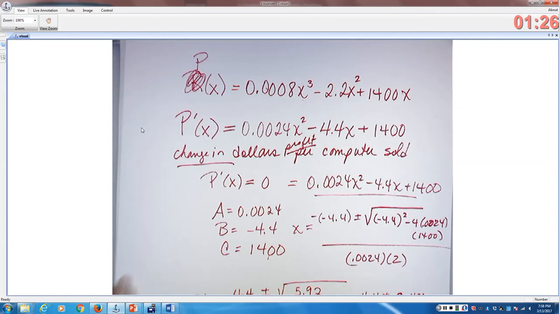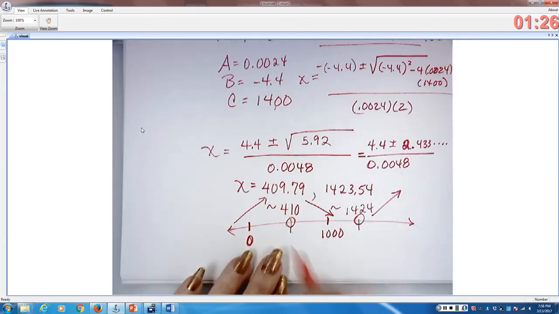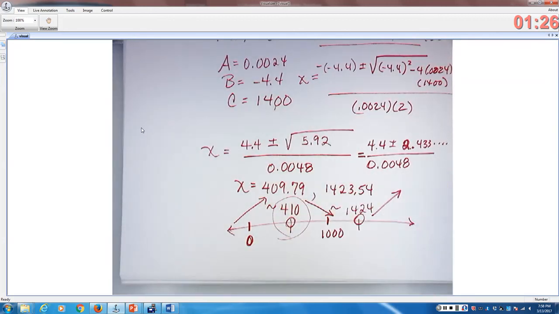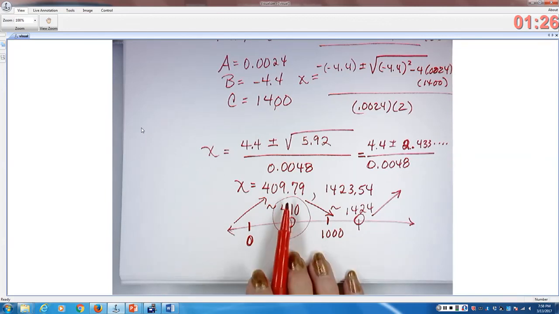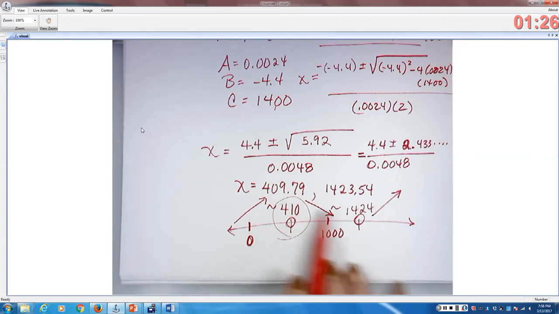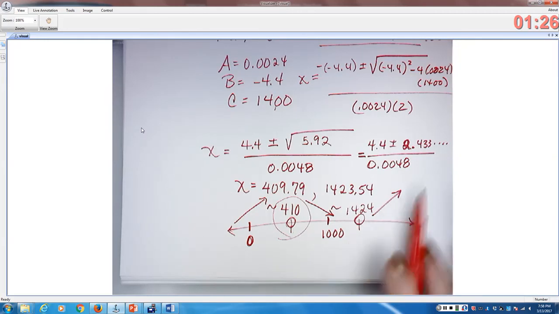So where's my maximum profit going to be? Around 410 computers. Because after I make 410, my profit drops back down to 0 until I make more than 1,400. Or more than 1,424 actually.